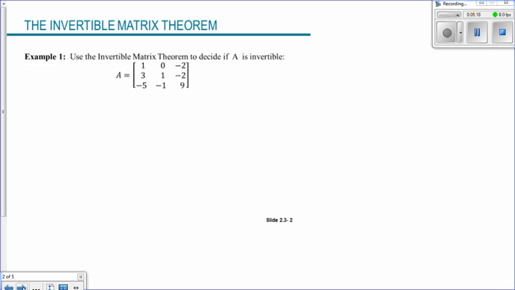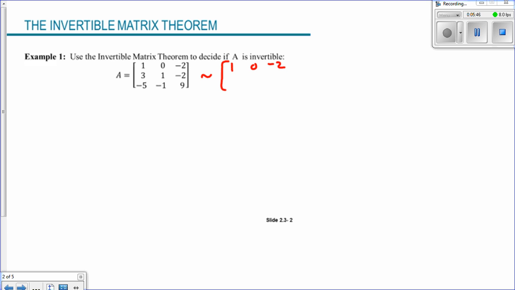Okay, so I want to use the invertible matrix theorem to decide if this matrix A is invertible or not. Some of the things to show it's invertible: if the columns were linearly independent, we would know it was invertible, so we could check that. We could check to see if the matrix could be row reduced to the identity. That's probably the easiest thing that we can do. So let's just do that. Let's do a row reduction.